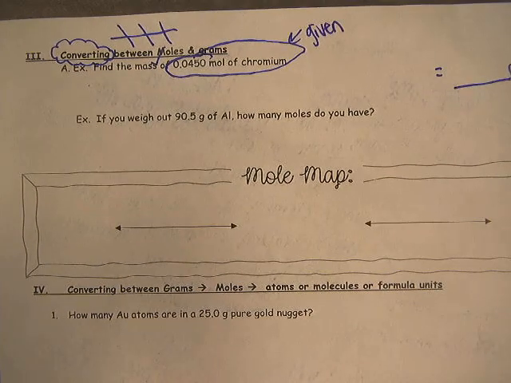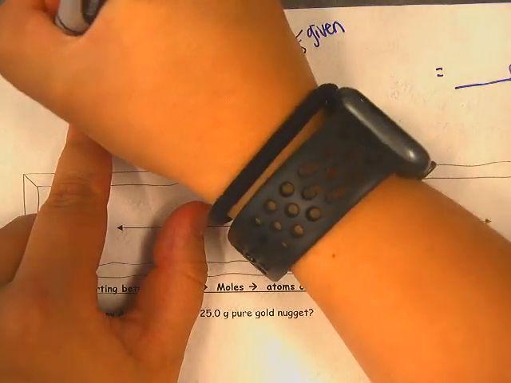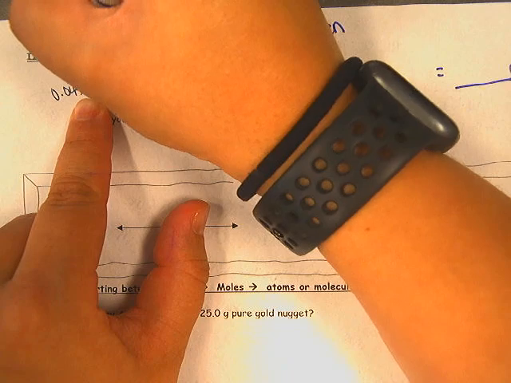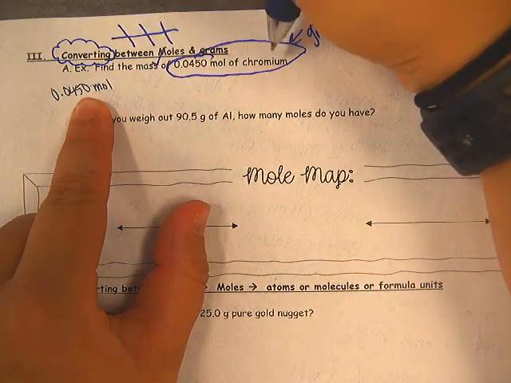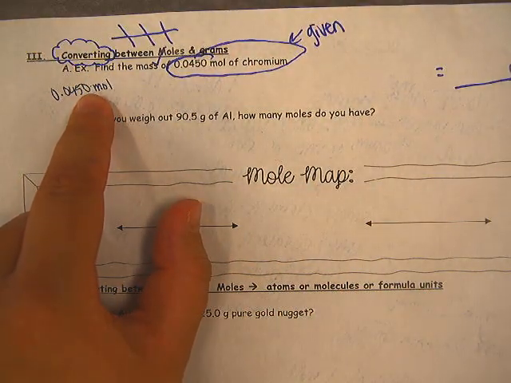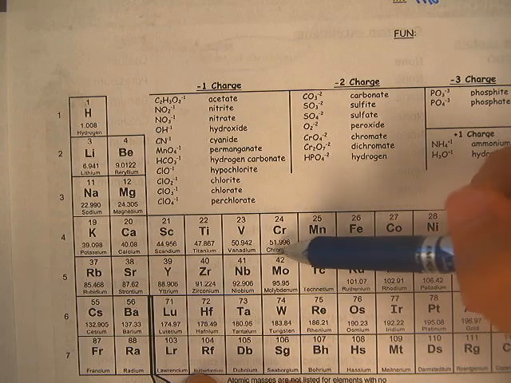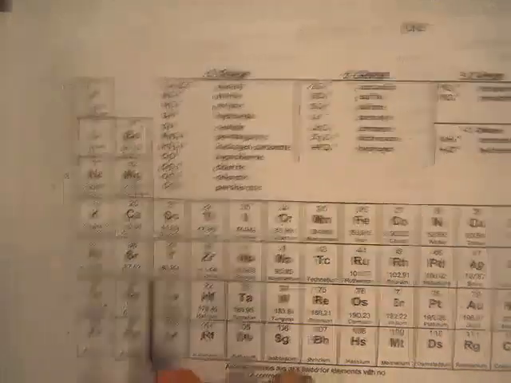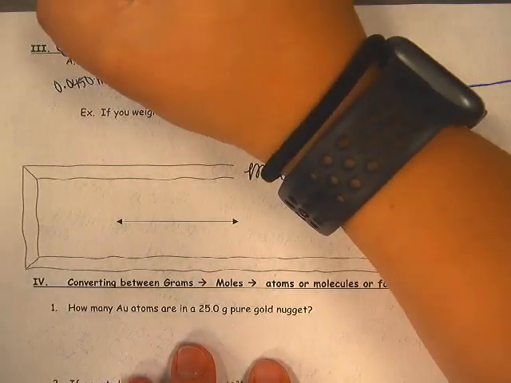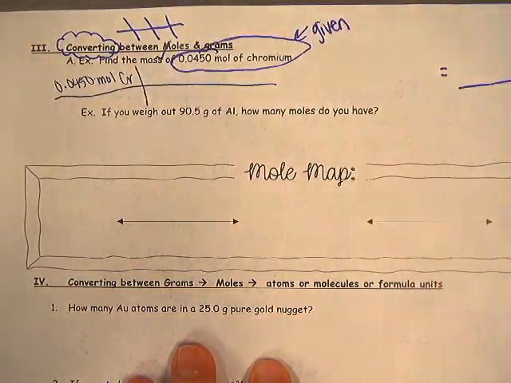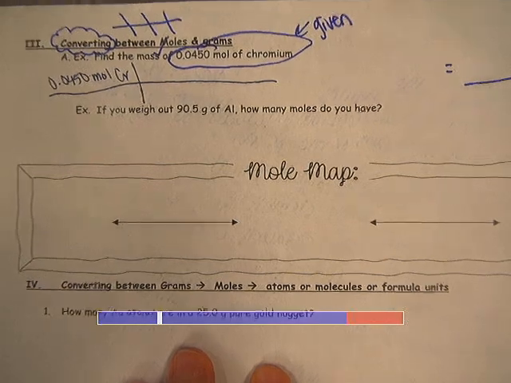So that's still my given. I'm going to start with my given at the beginning of the question of 0.0450 moles of chromium. And if you don't know the symbol for chromium, do not make one up. You need to look at your periodic table. Chromium is this one. It's spelled out for you. So we're going to say Cr, moles of Cr.